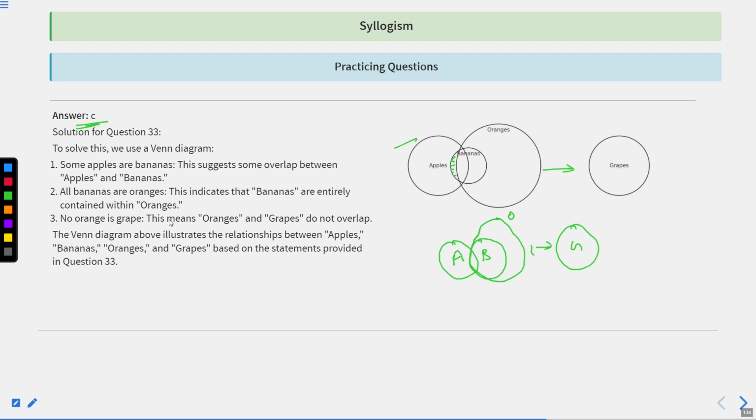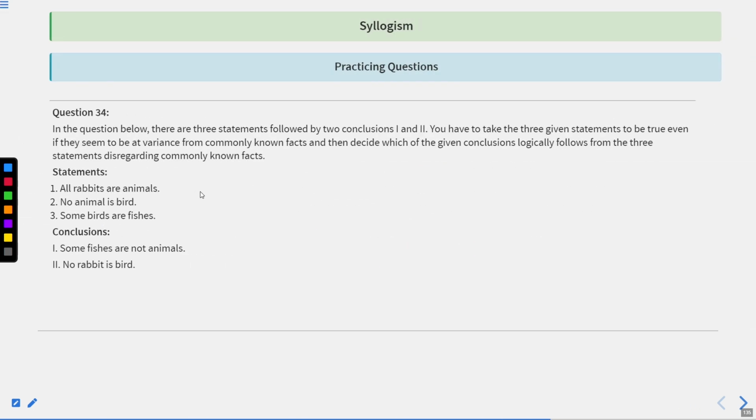लोग फिर से सिलोगिज्म का एक क्वेश्चन को ट्राई करेंगे सॉल्व करना, and this will be assisting you in practicing much more about syllogism. So the last question for today's lecture that is in front of you, kindly try to solve this question based on the statement that has been provided. First statement says all rabbits are animals. Okay, no animal is a bird and some birds are fishes.